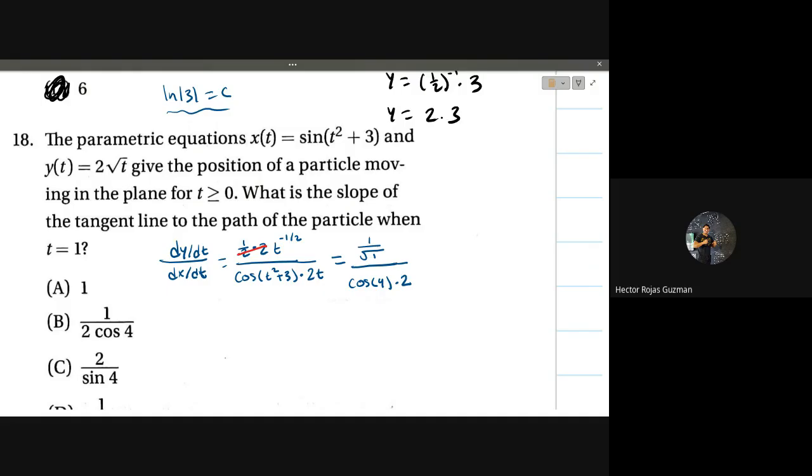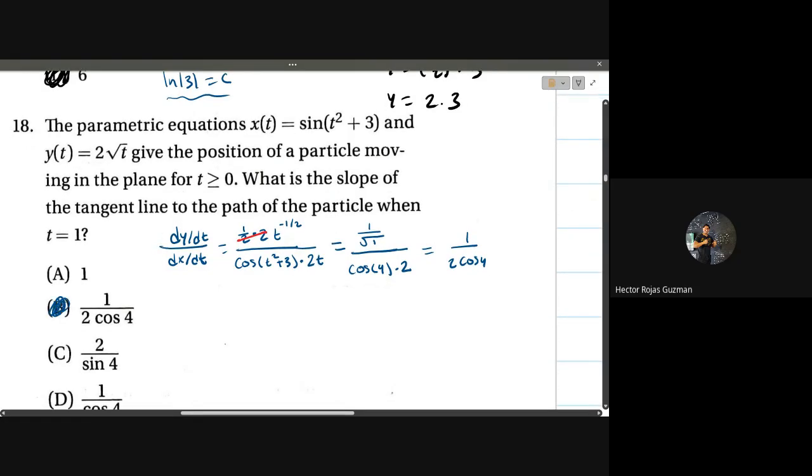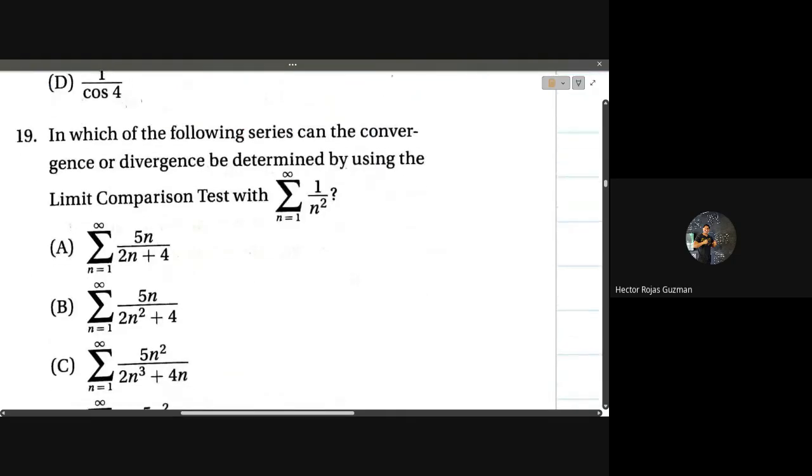I can't really do cosine of 4, so that's just going to be 1 over 2 cosine of 4. The answer is B. Okay, let's see if I can make it a 20.